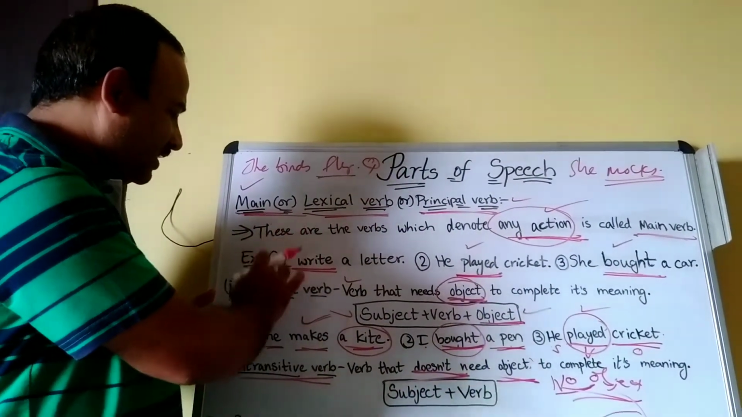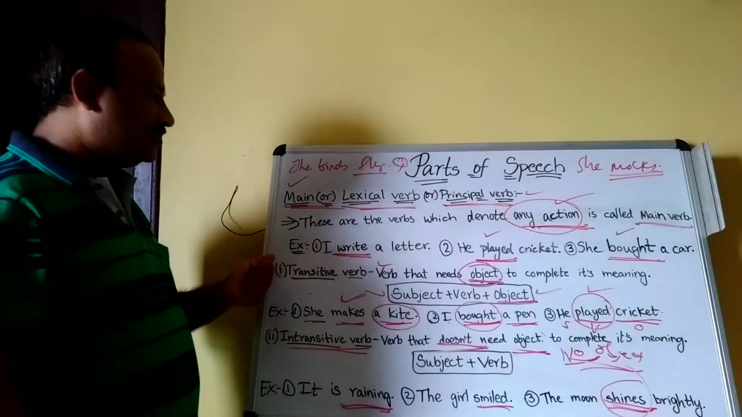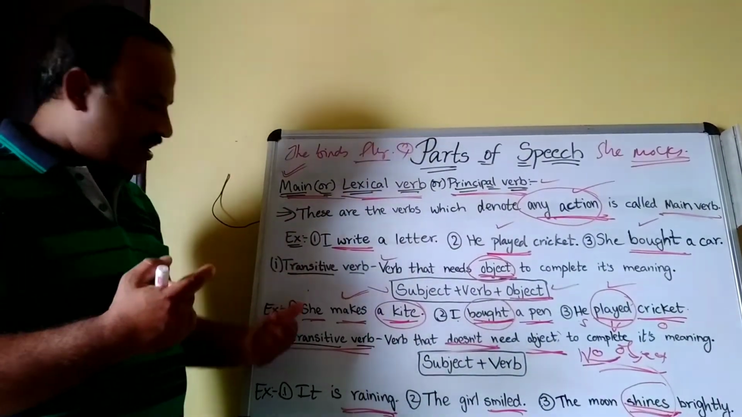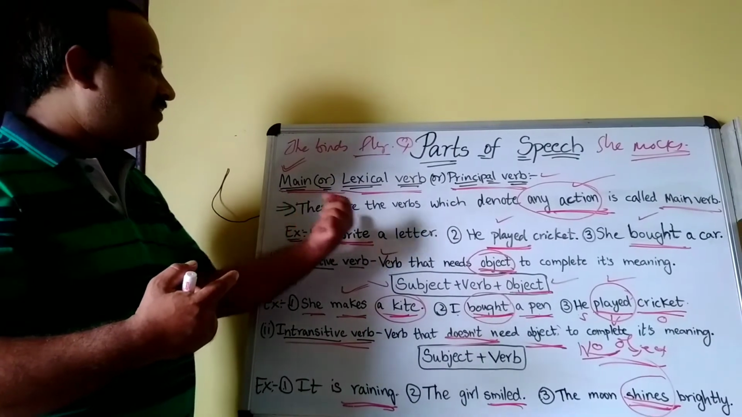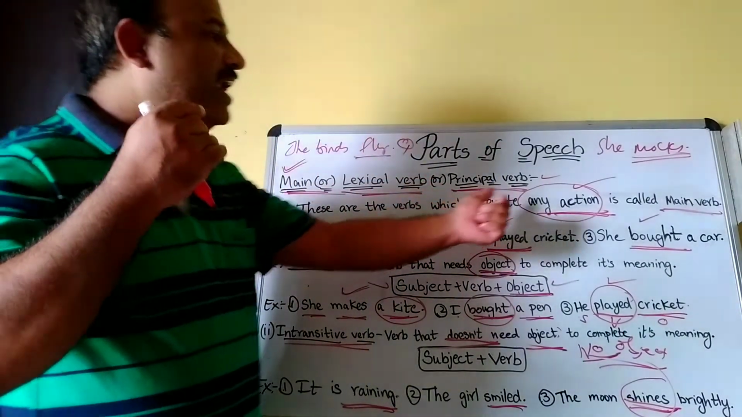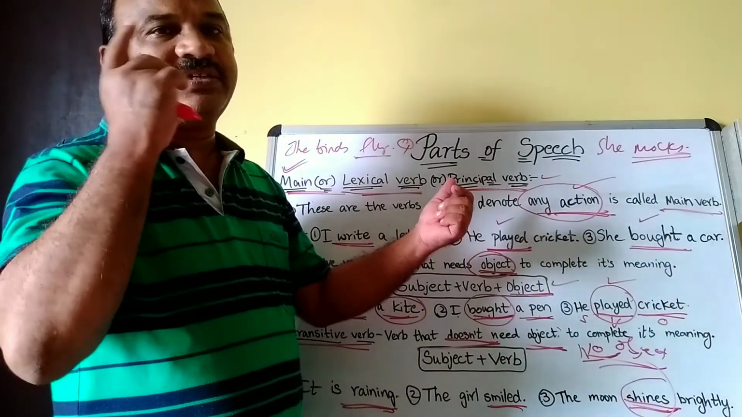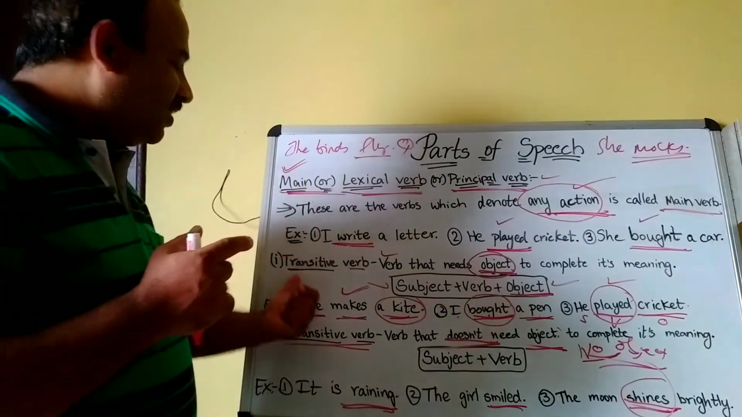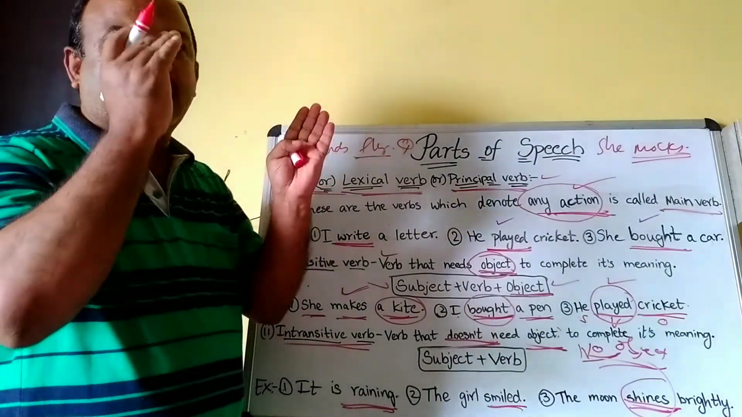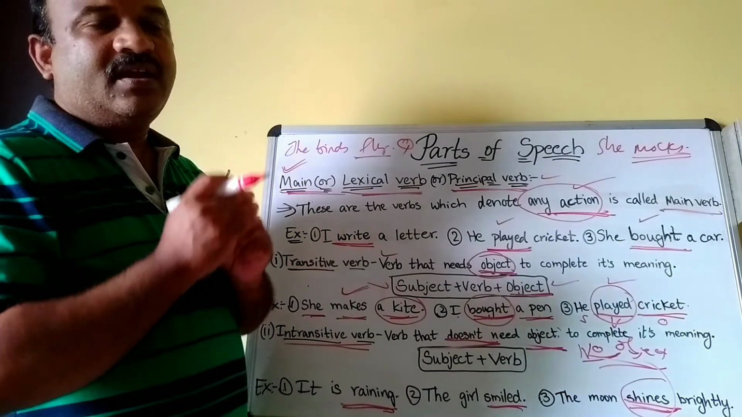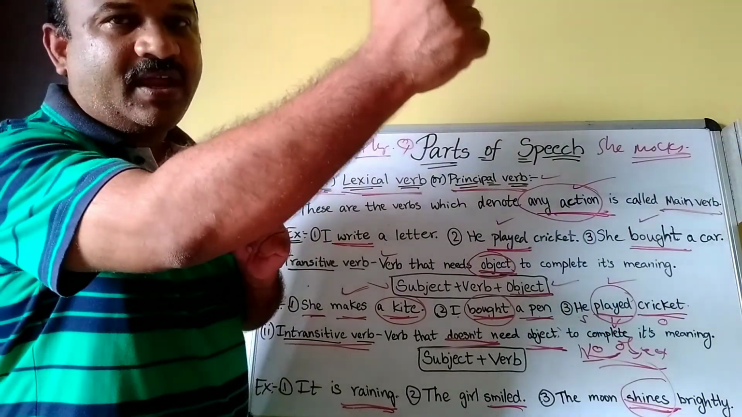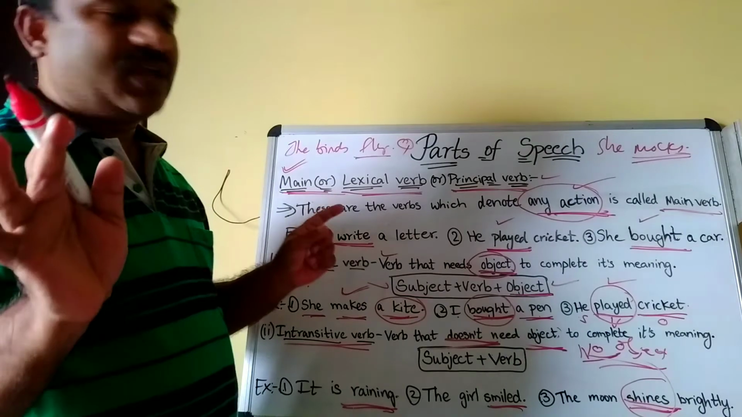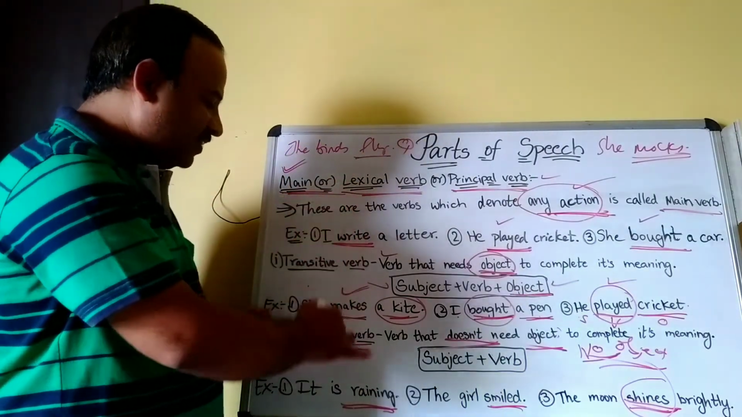These are called transitive verb and intransitive verb, the kinds of main verb. Once again, I am repeating: the main verb is divided into two parts, a transitive verb and an intransitive verb. So what is the main verb? These are the verbs denoting any action of the subject, for example write, played, bought. And what is a transitive verb? A transitive verb needs an object and is always followed by an object. An intransitive verb isn't followed by an object. That's all about the main verb, transitive verb and intransitive verb.